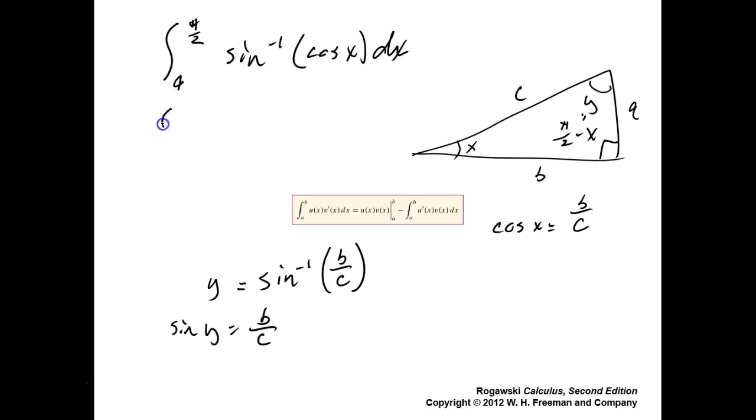So now we have the integral from 0 to pi halves of y, which is pi halves minus x, dx. I don't think there's any substitution needed there. Just break that into two integrals and go from there.